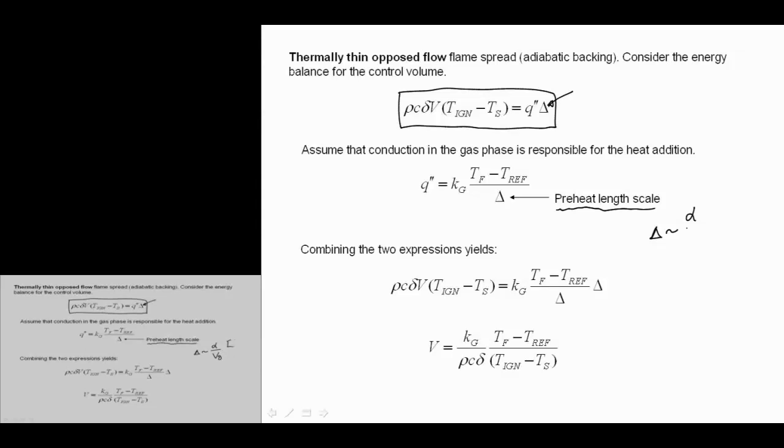Let's just make sure from a units perspective this makes sense. Meters per second, meters squared per second divided by meters per second. And the convection diffusion balance tells us how large that zone is, given as follows. I did a lot of different things here, so let me just walk you through it. This velocity is the flame spread velocity.